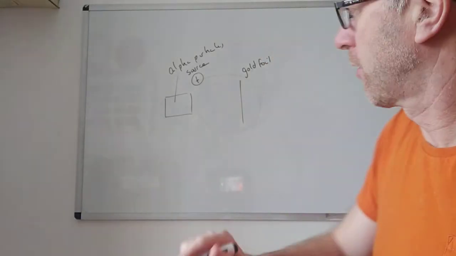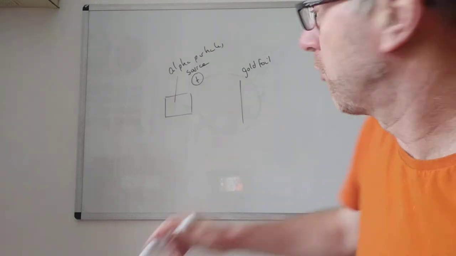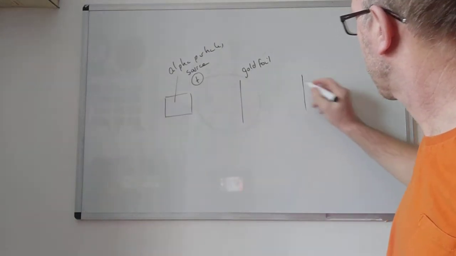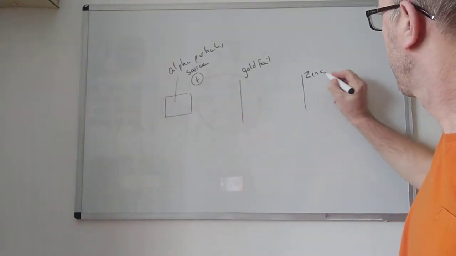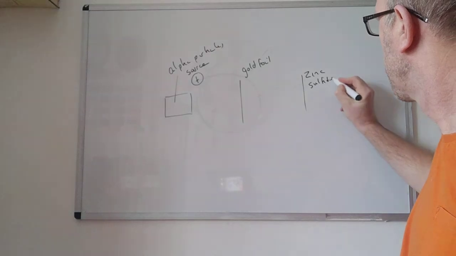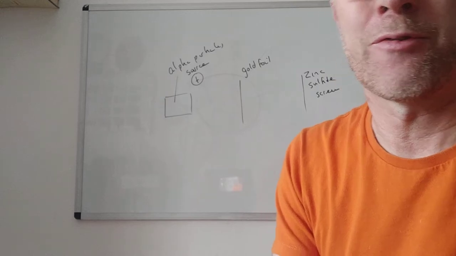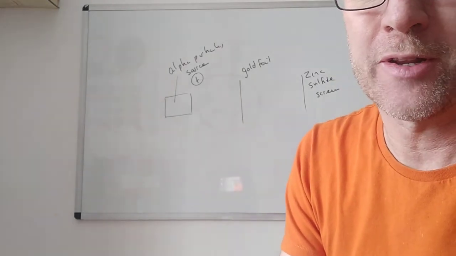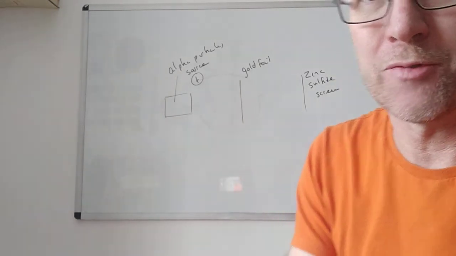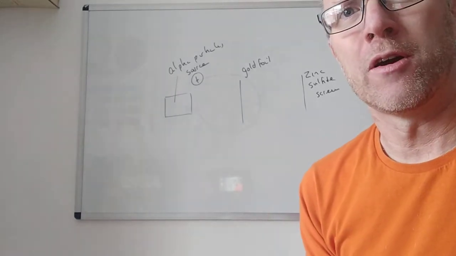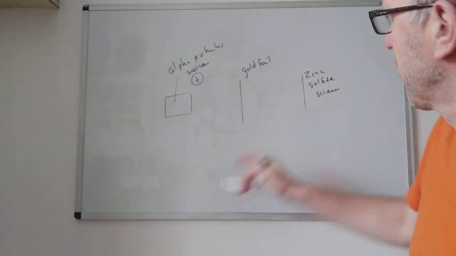Now, what he got his students to do was to detect the alpha particles. And alpha particles, as we'll see later on a lot, can be detected on a thing called a zinc sulfide screen, and effectively what happens are flashes of light. So if an alpha particle hits the zinc sulfide screen, you get flashes of light, also known as scintillations.